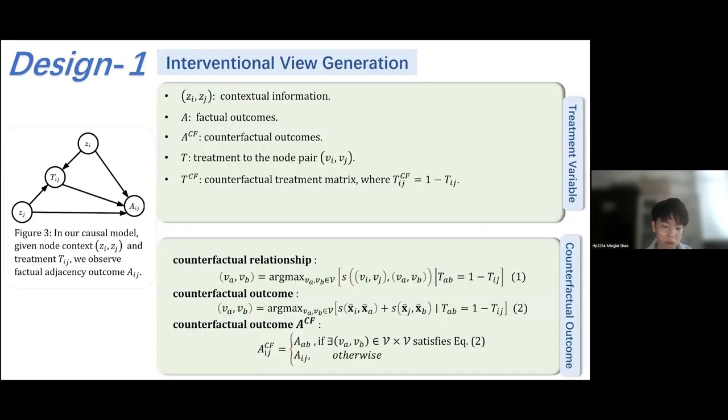Let's look at the first design of our model, interventional view generation. In our causal model, given all the contexts and the treatments, we observe the factual outcome. To successfully disentangle the homophily and heterophily patterns from the original graph, we provide the following computational steps. First, we define the variables: context information, factual outcome, uncontrolled factual outcomes, treatments, and controlled factual treatments. Then, given a set of observed node pairs, we aim to find the nearest neighbors with offset treatments and regard them as counterfactual node pairs. We provide a special formula for finding them.